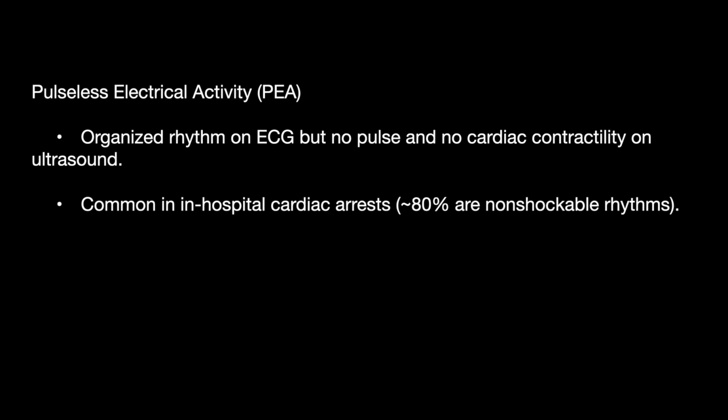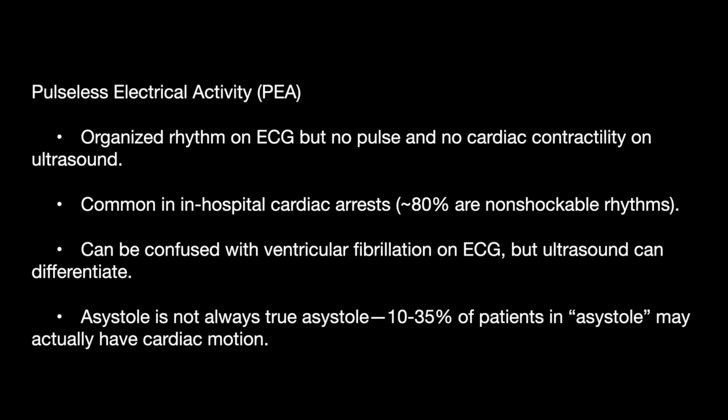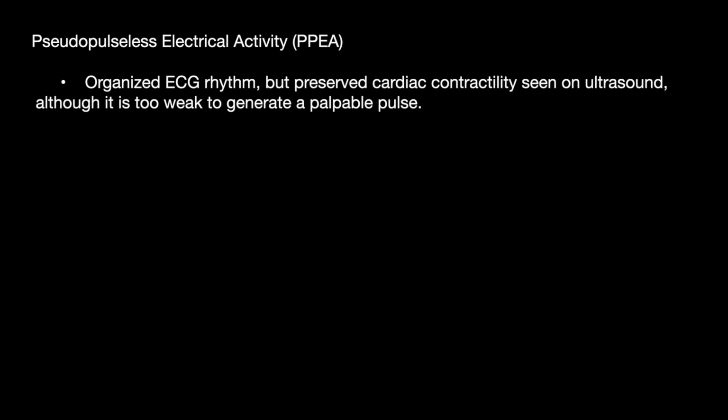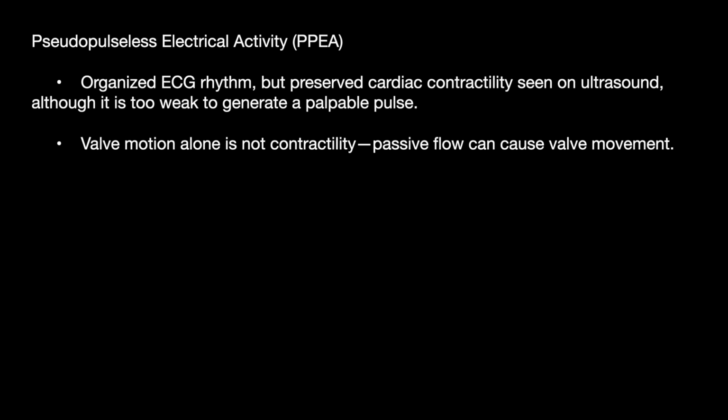It is common in in-hospital cardiac arrest, with almost 80% of the non-shockable rhythms being PEA, and it can be confused with ventricular fibrillation on ECG, but the ultrasound can differentiate. Asystole is not always true asystole. 10 to 35% of patients in asystole may actually have cardiac motion. What is pseudo-pulseless electrical activity? It is an organized ECG but preserved cardiac contractility seen on ultrasound, although it is too weak to generate a palpable pulse.